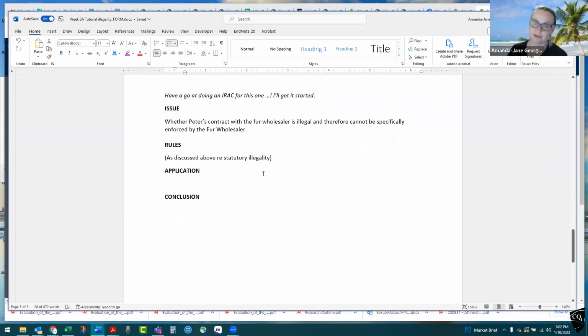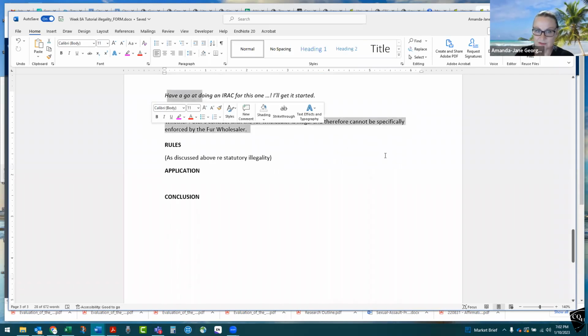What are you going to do? How are you going to pull out the various different issues? We know that the issue statement is whether Peter's contract with the fur wholesaler is illegal and therefore can't be specifically enforced. That will achieve what Peter wants, because he wants to back out of the contract, doesn't he?